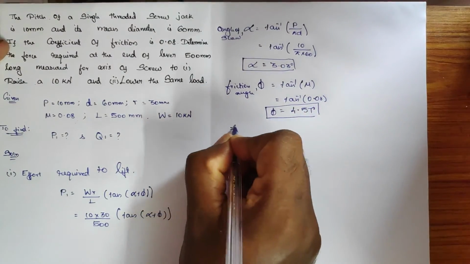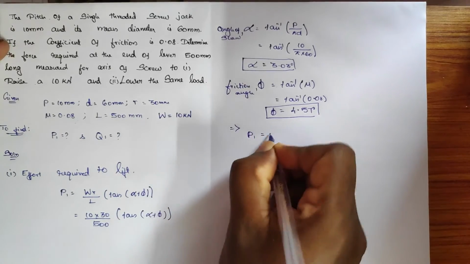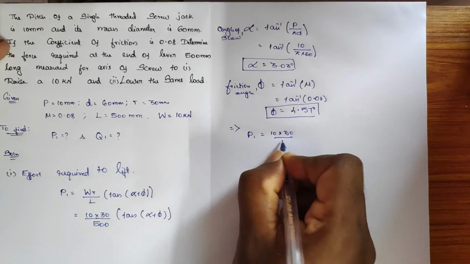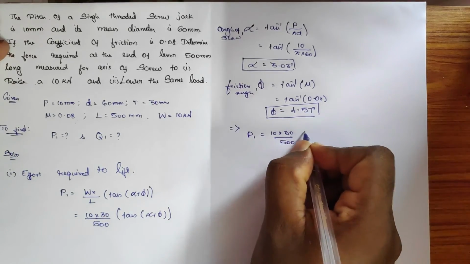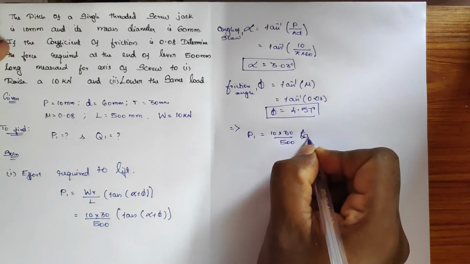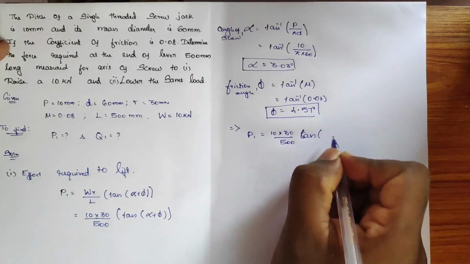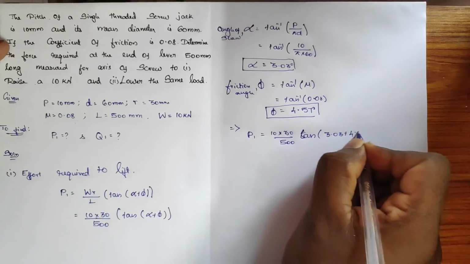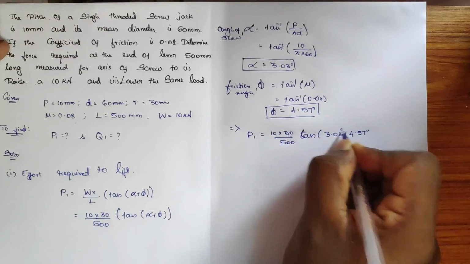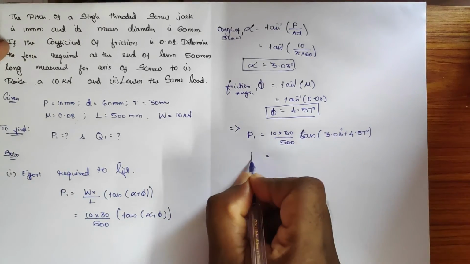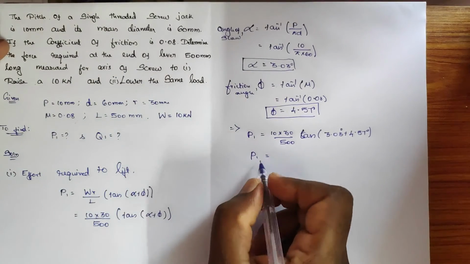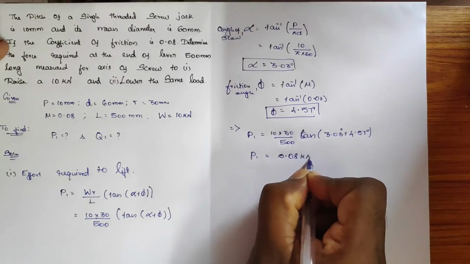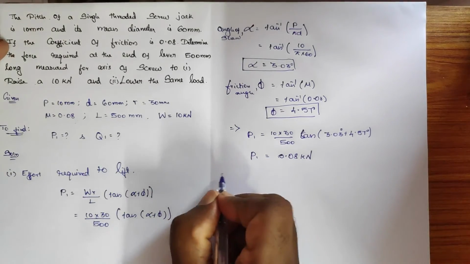Now if I substitute, P1 will be 10 into 30 divided by 500 into tan of alpha 3.03 plus 4.57 degree. Okay, so I will get a value for P1 in terms of kilonewton. So here 0.08 kilonewton is required to lift it.